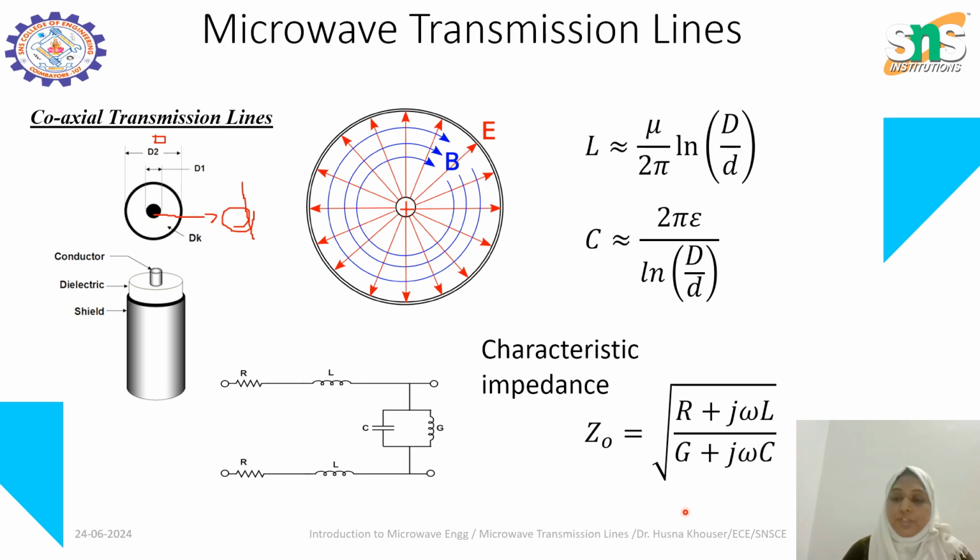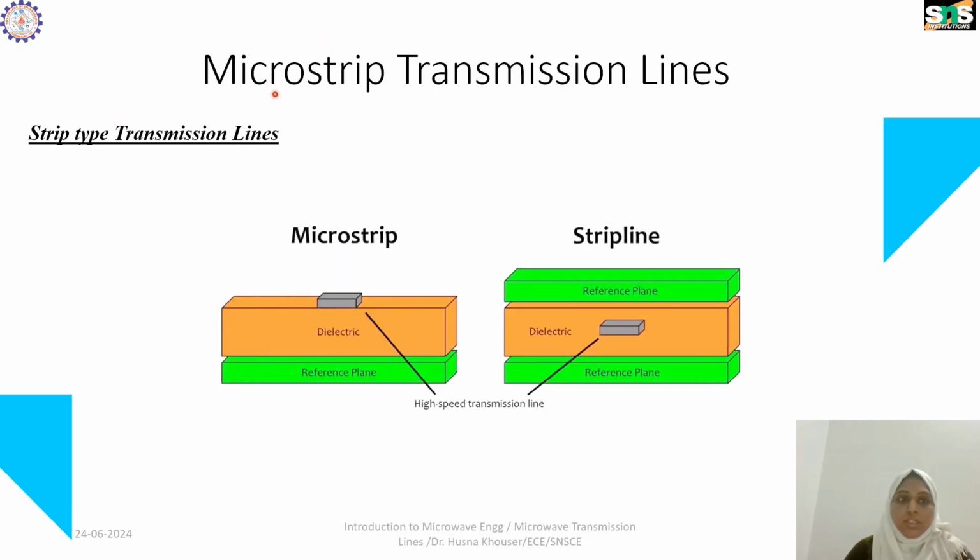Next we will see the microstrip transmission line. For strip-type transmission lines, there are two types: the microstrip transmission line, and the strip-based line, which is like a coplanar transmission line. In the microstrip transmission line, the conductor is placed on the dielectric material, with a reference plane, which we call the ground plane. The ground plane and the top conducting plane are separated by the dielectric material.